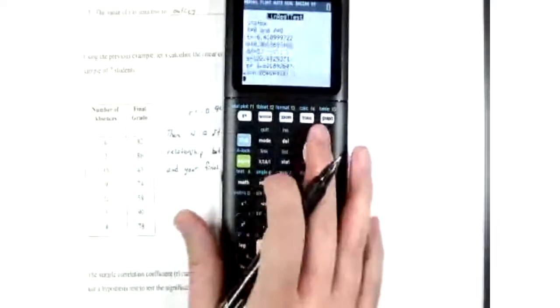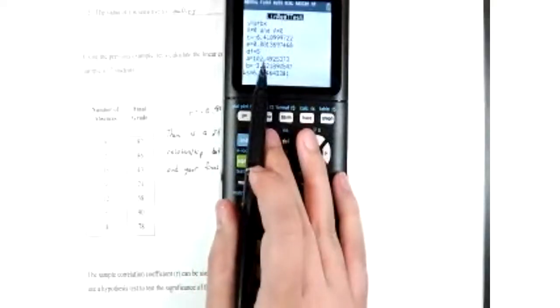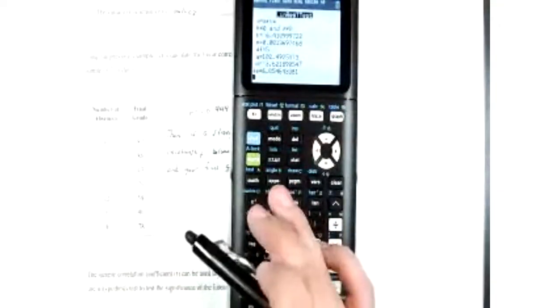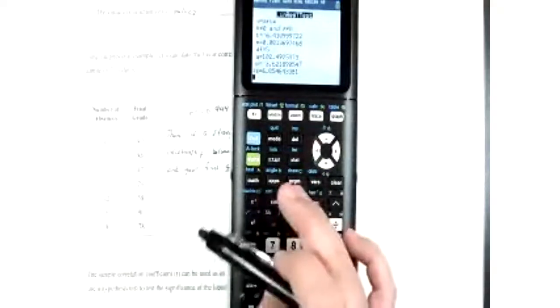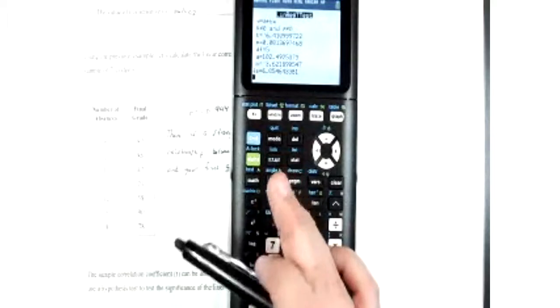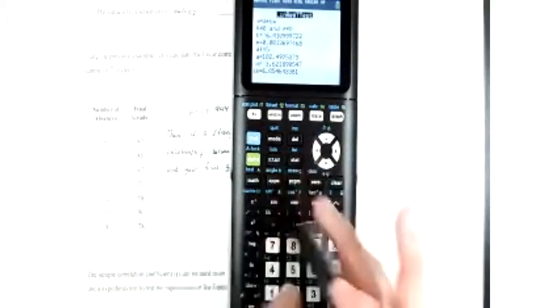Okay, so it also tells you the values for A and B in this case, so the value of the y-intercept and the value of the slope. So if I asked you to compute the predicted final grade for someone who has like 8 absences, you can plug that into the formula, and it will give you the corresponding predicted final grade. Does that kind of make sense?